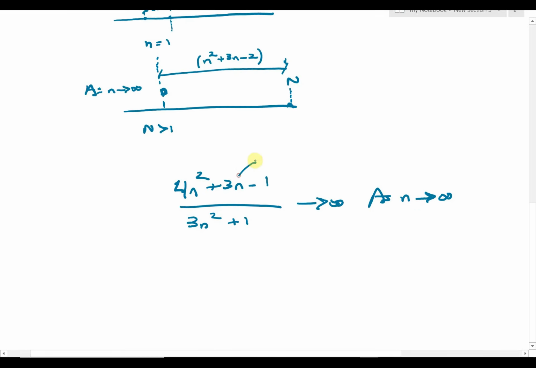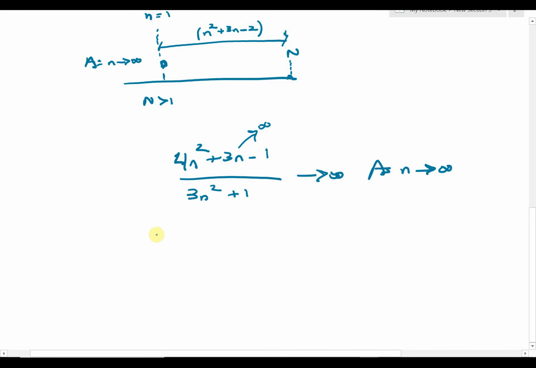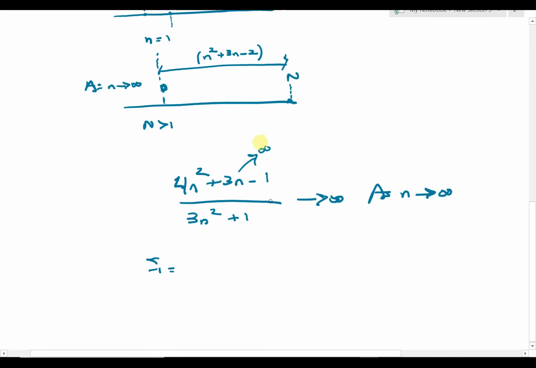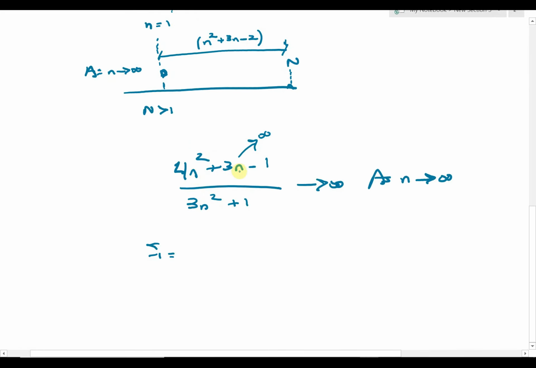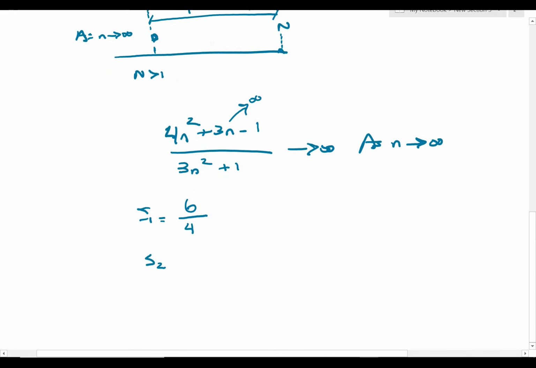Because this explodes, the distance gets larger. This is floating, and this is staying essentially static, or basically the values are getting larger and larger. So for instance, we have S1, which we just calculated: 4 plus 3 is 7, minus 1 is 6, and then this is over 4. S2, if you want to write it out: 4 times 2 squared is 16, plus 6 is 22, minus 1 is 21, over 4 times 3 is 12, plus 1 is 13.